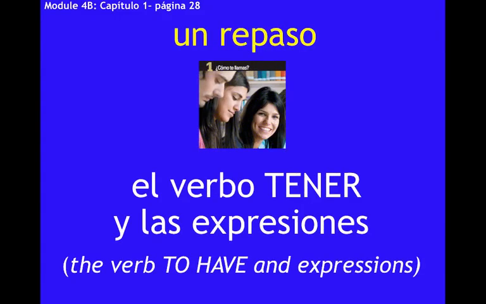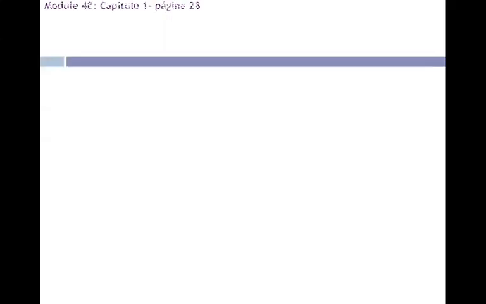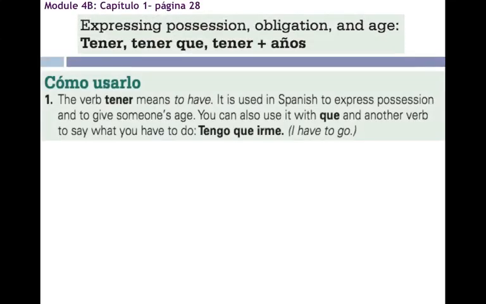Muy bien. On we go, continuing with our repaso of el verbo tener y las expresiones. The verb to have and expressions that go with tener. Expressing possession, obligation, and age. Expressions with tener. So how do you use it? The verb tener means to have. It is used in Spanish to express possession, having things, and to give someone's age.